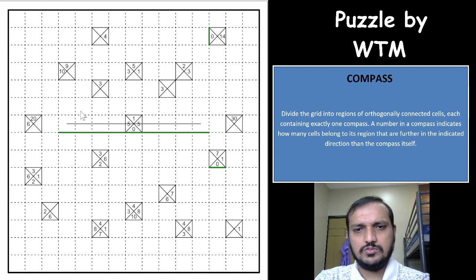I usually look out for the 0 clues first, because that helps me to start the puzzle easily.